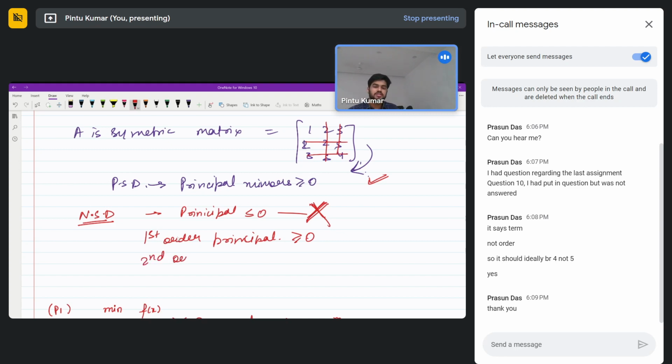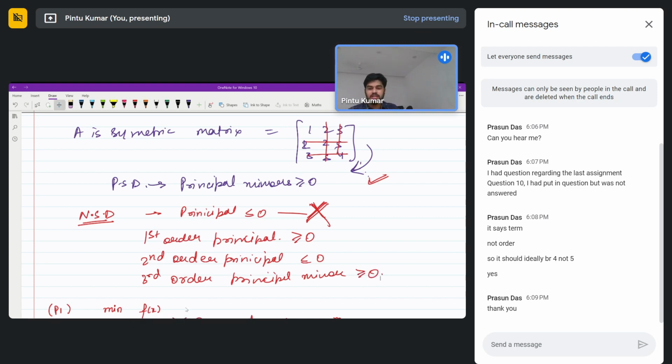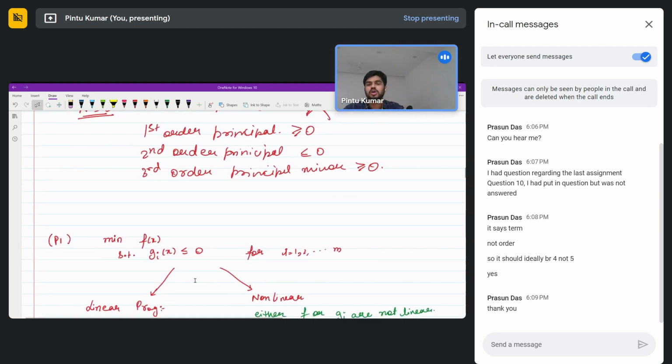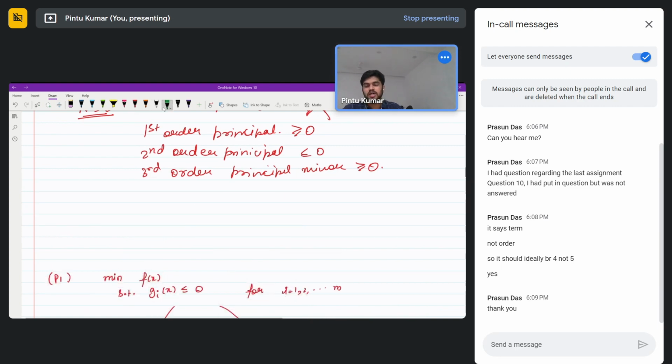Your second order principal minors should be less than equal to 0. Again, your third order principal minor should be greater than equal to 0. So you can see there is a pattern that your minors should be of alternate signs when you talk about negative semi-definiteness. Okay. There is an easier way to check negative semi-definiteness, because this can be confusing.